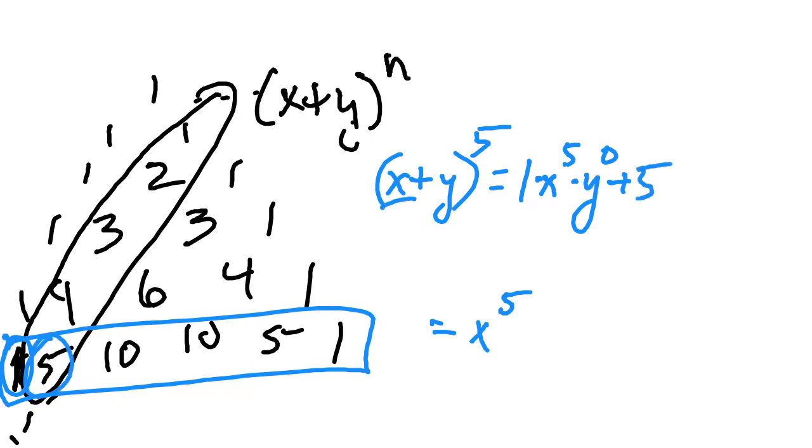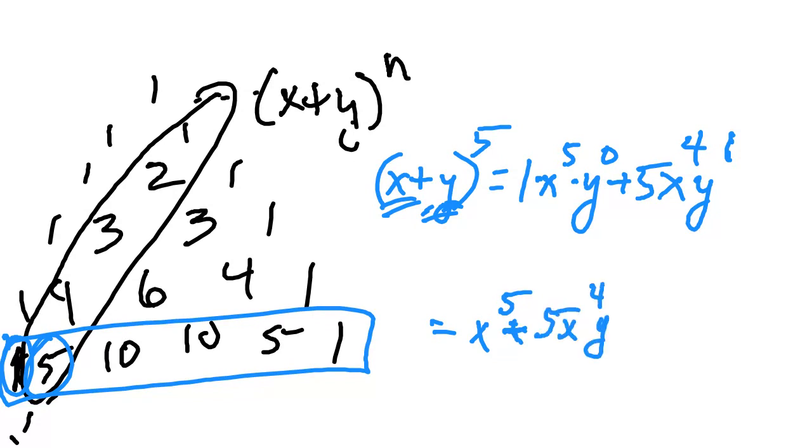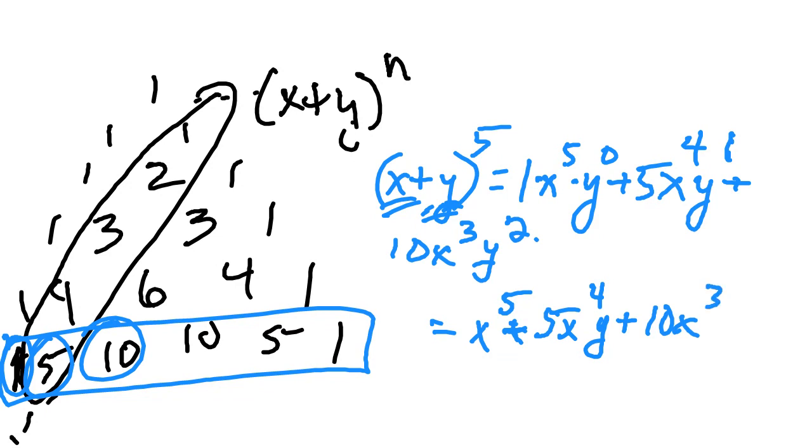And then x, the first term, gets 1 less of those. So plus 5, x to the fourth. And then y, the second one, which is plus y, gets 1 more. So we decrease the 5 by 1 and we increase the 0 by 1. So this becomes x to the fifth plus 5, x to the fourth, y to the first, or just y. And then the next coefficient is 10. So plus 10, x gets 1 less, so x cubed, y gets 1 more, so y squared. So that's plus 10 x cubed y squared.